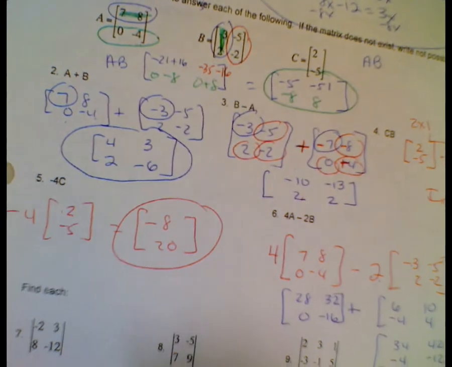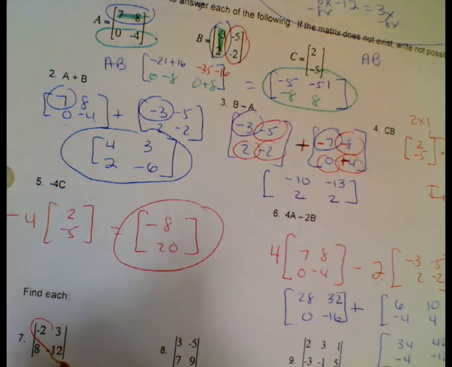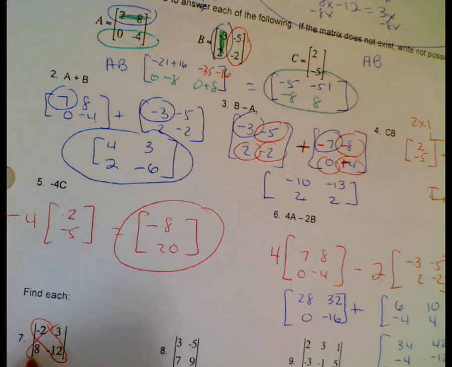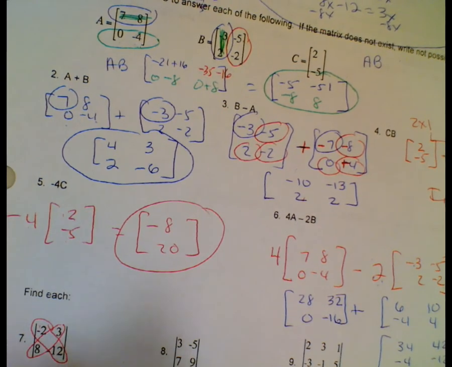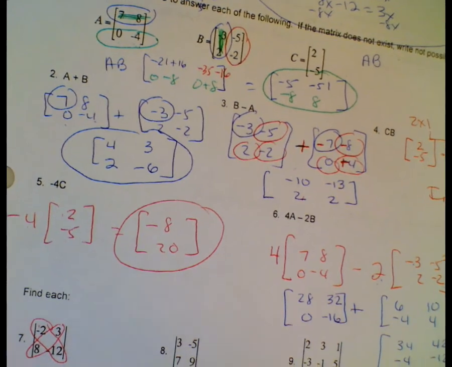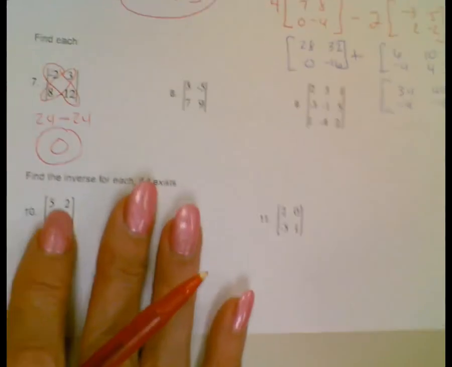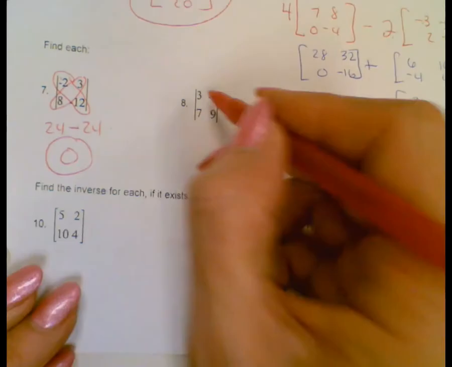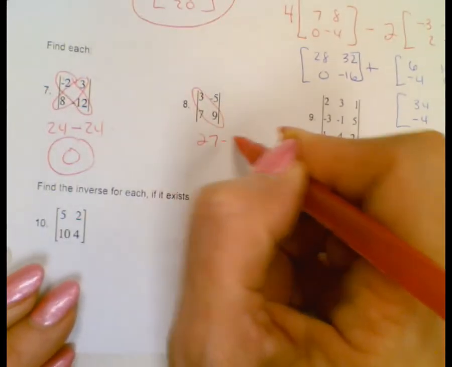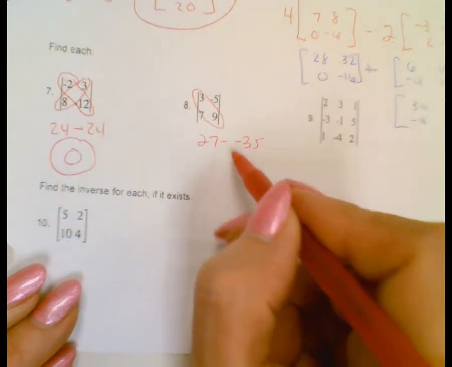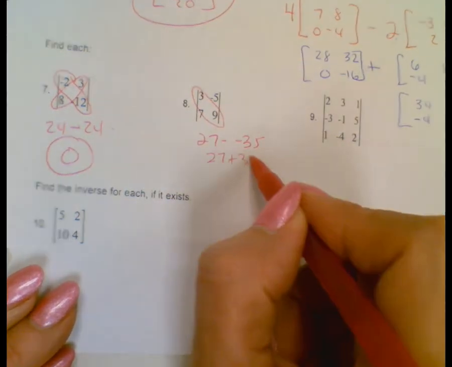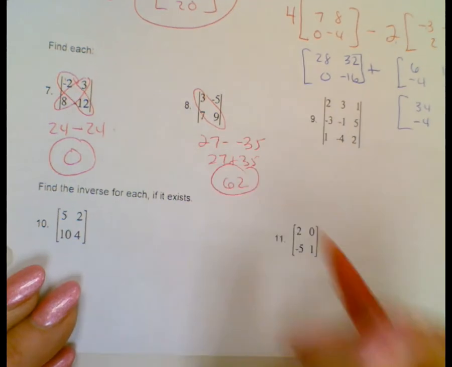To find the determinant, you're going to multiply minus this one. Make sure you start with the negative 2. So this is 24, and that is 0. This one is 27 minus negative 35, which makes that plus 35, for a grand total of 62.